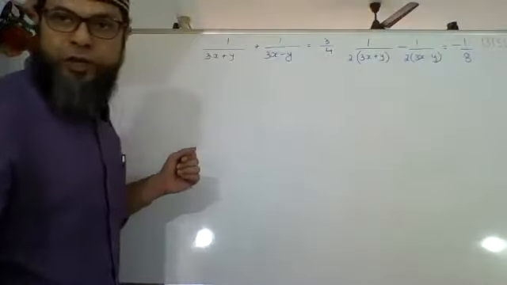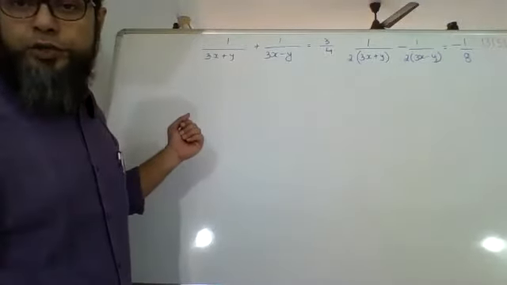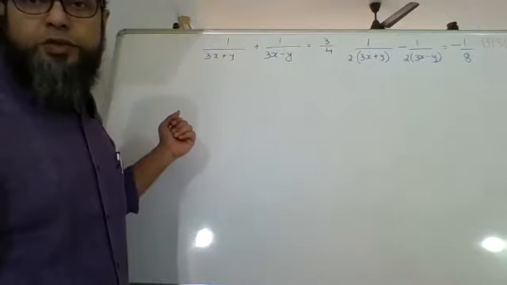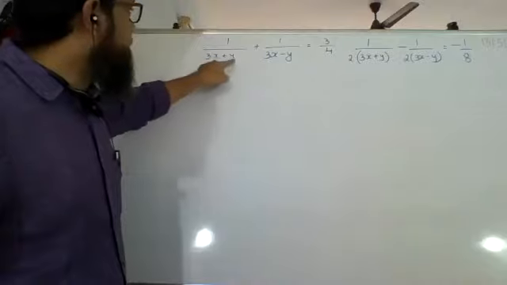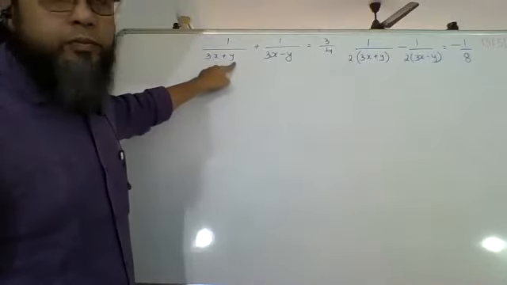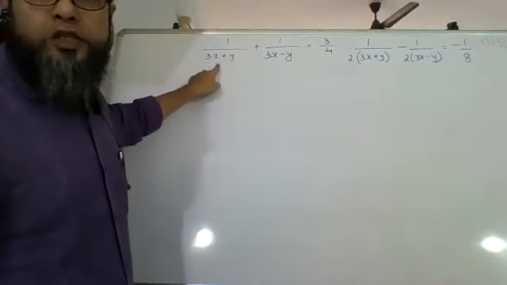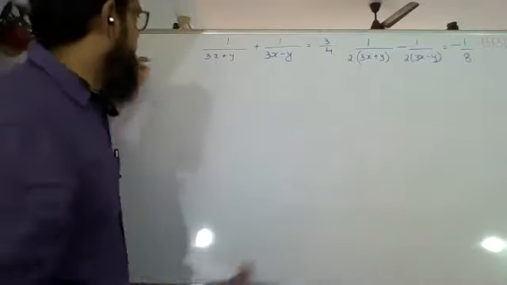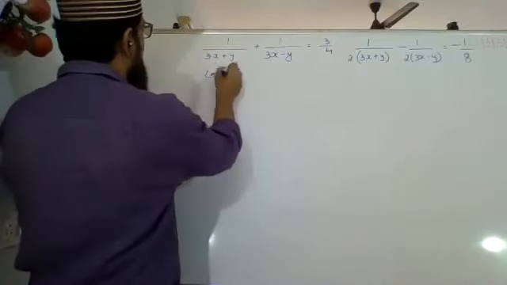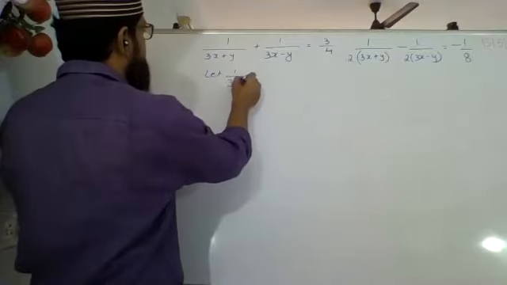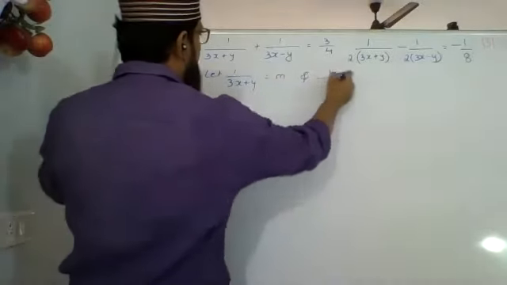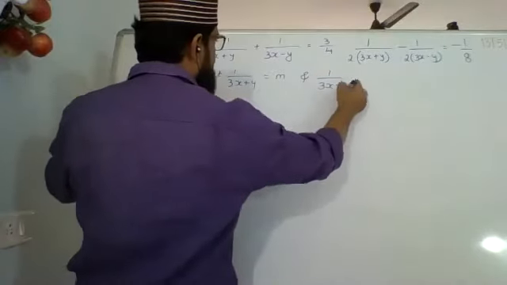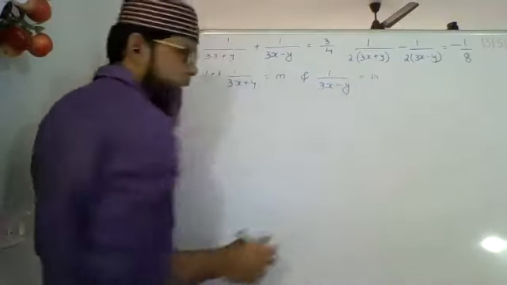Now first I have to see what I have to substitute. So for substitution here, what I am going to do is take 1 upon 3x plus y as m. So I'll say let 1 upon 3x plus y equals to m and 1 upon 3x minus y equals to n.